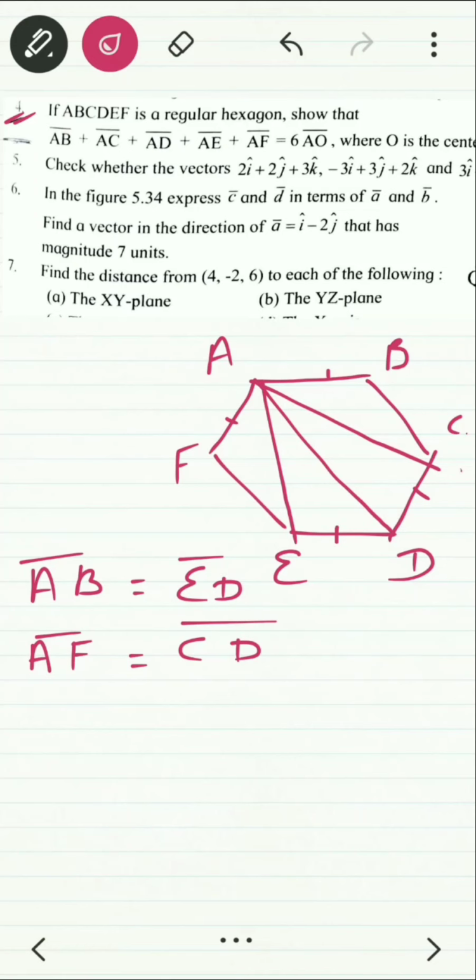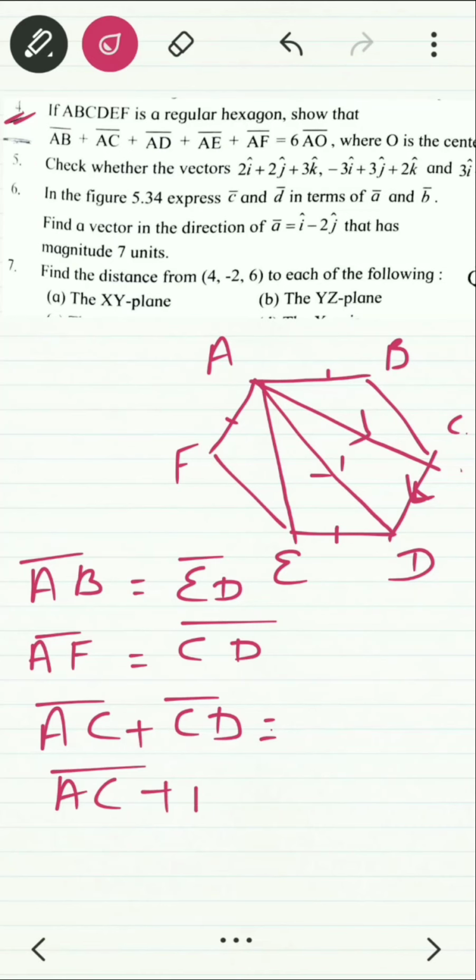Then by the triangle law, we have the vectors AC plus CD. Look at the figure. The vectors AC plus CD form AD. So we can write that AC bar plus CD bar. Now CD is nothing but AF, we just now saw. So instead of CD, we can also write AF bar. So we get over here AC bar plus AF bar, which is AD bar.